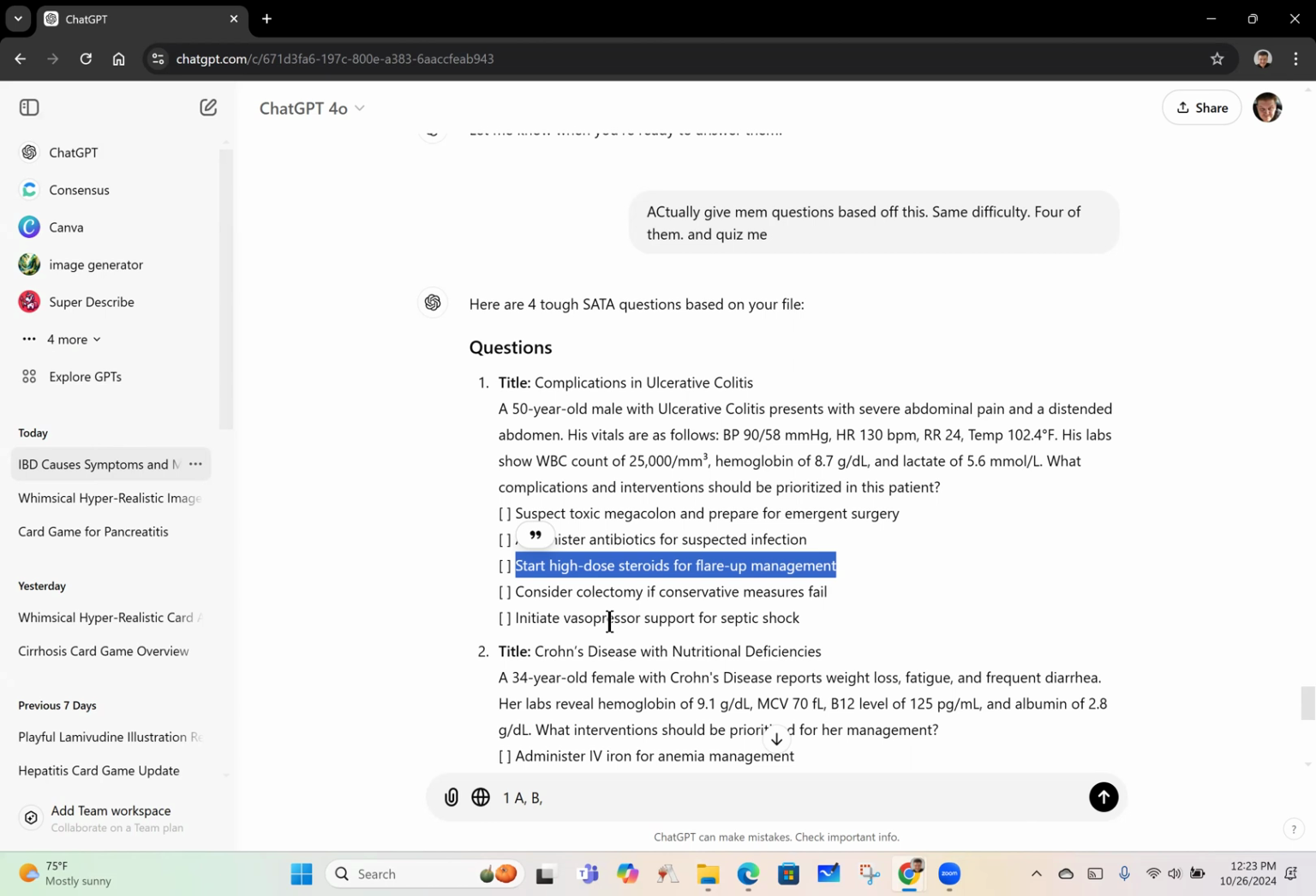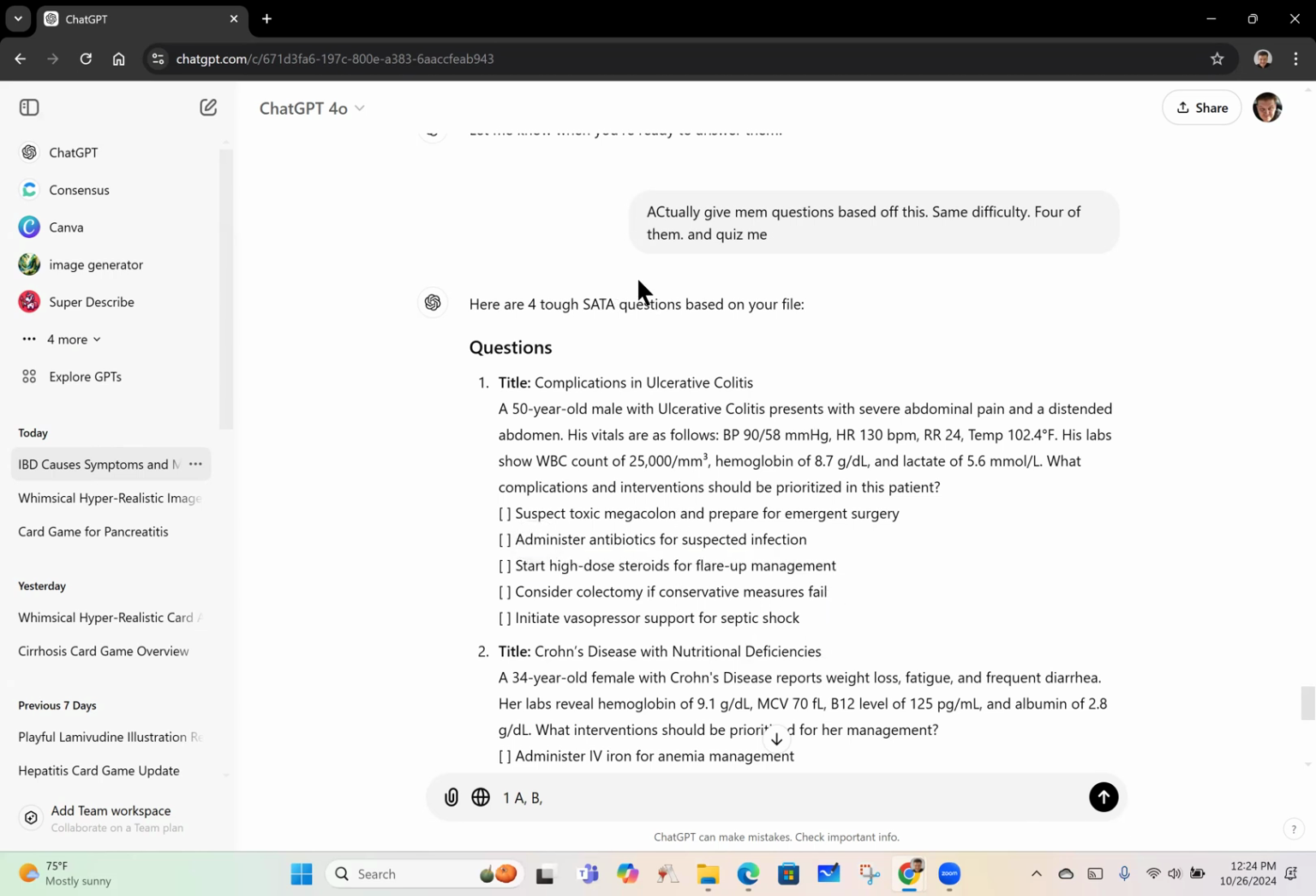Your job's not to know what to start. Your job is to know how to manage the medication once it's already started, right? If someone started steroids, what do you look out for, right? So can you expect steroids? Yeah. The body is already under stress, so many things are increased already. Yeah, if they have a severe infection like this, you probably don't want to give steroids. So then consider colectomy if conservative measures fail, I guess, right?